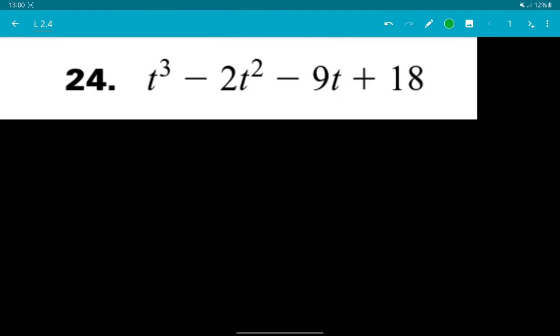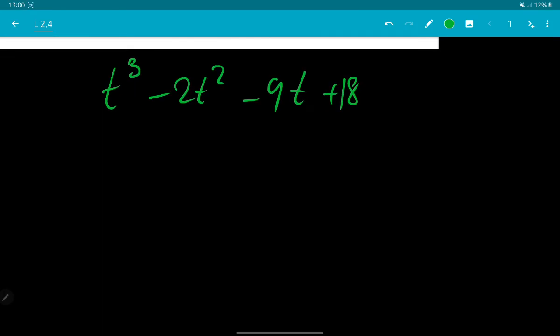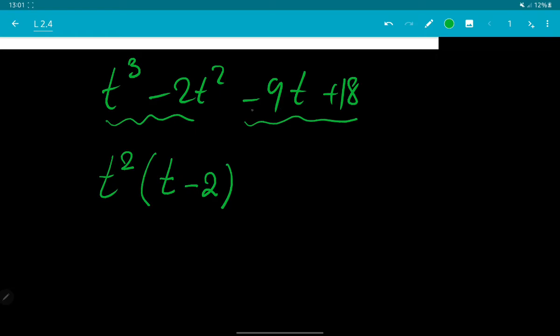We may take a different one with different sign. For example, number 24. t power 3 minus 2t squared minus 9t plus 18. The difference here, when you take the two groups, one of them will start with the negative sign. Okay, t power 3 minus 2t squared. In the first one, take t squared as a common factor, leaving t minus 2 inside. You can say that we will take 9 as a common factor, we can divide both of them by 9, but take care, you need to take this sign also with you, so it's negative 9.